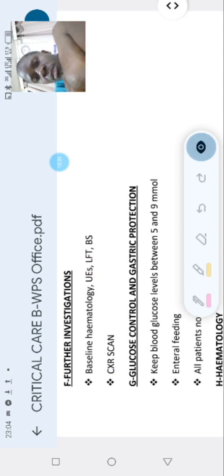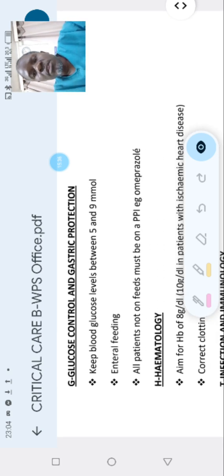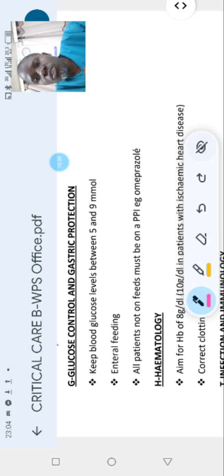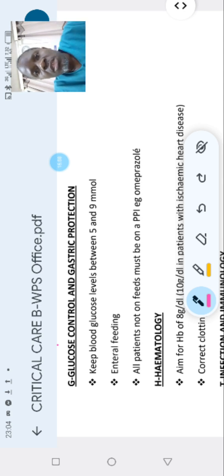Okay. From there, we can do the G. G represents glucose control and gastric protection, because we know that this patient is in an emergent state. This patient might have starved, and they might not have taken anything by mouth. So when the gut, the stomach or the GIT, hasn't received any food, you might find that the hydrochloric acid will start chewing on the mucosa. So you need to protect the mucosa.